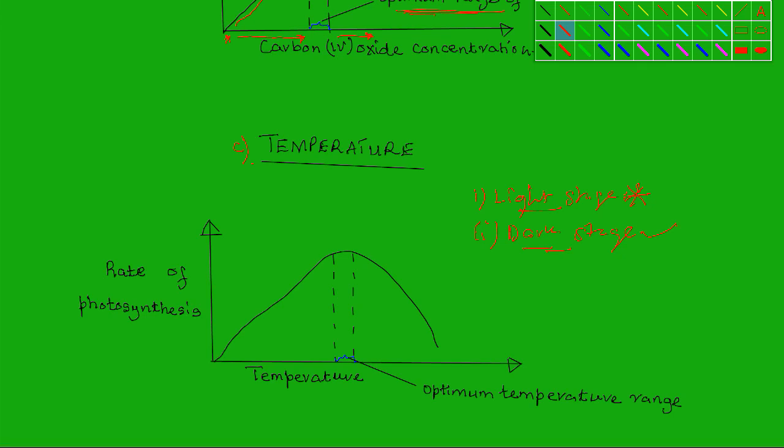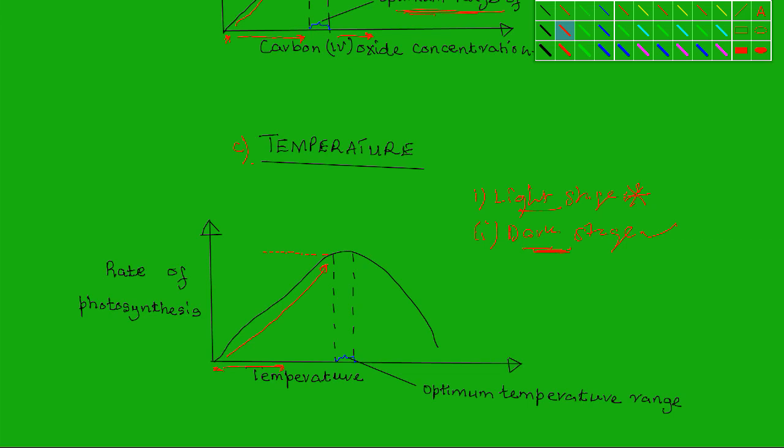It's because as the temperature rises, the enzymes become more activated, so they speed up the rate of photosynthesis. But when the temperatures rise beyond the optimum, the enzymes get destroyed. We say enzymes become denatured. And as more and more become denatured, the rate decreases until it may eventually come to a stop.